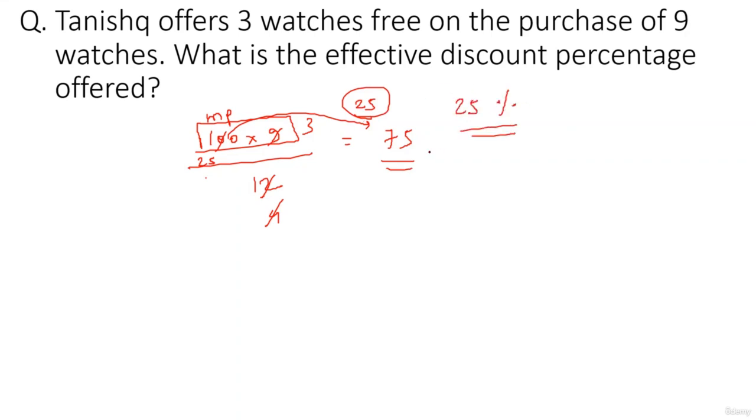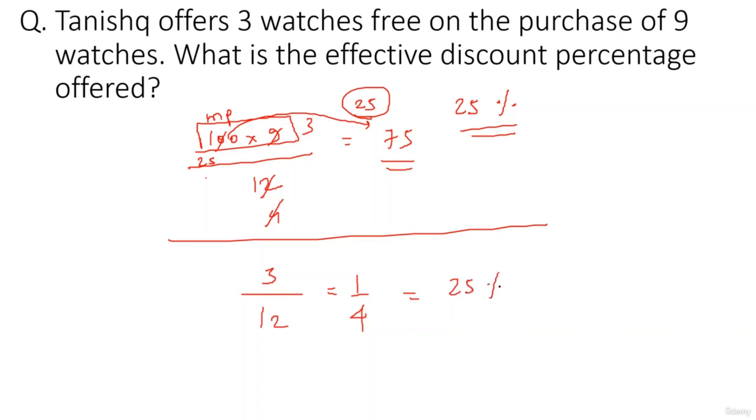One more way of looking at this would be, see, you are given 12 watches. How many are free? 3 watches. 3 watches are your discount, isn't it? So 3 out of 12 is nothing but 1/4. 1/4 is nothing but 25% discount. If you understand this much, it's great. You can directly get the answer without even lifting up your pen. Otherwise, you have to do a bit of tweaking, a bit of solving, but you can still manage this question very easily.